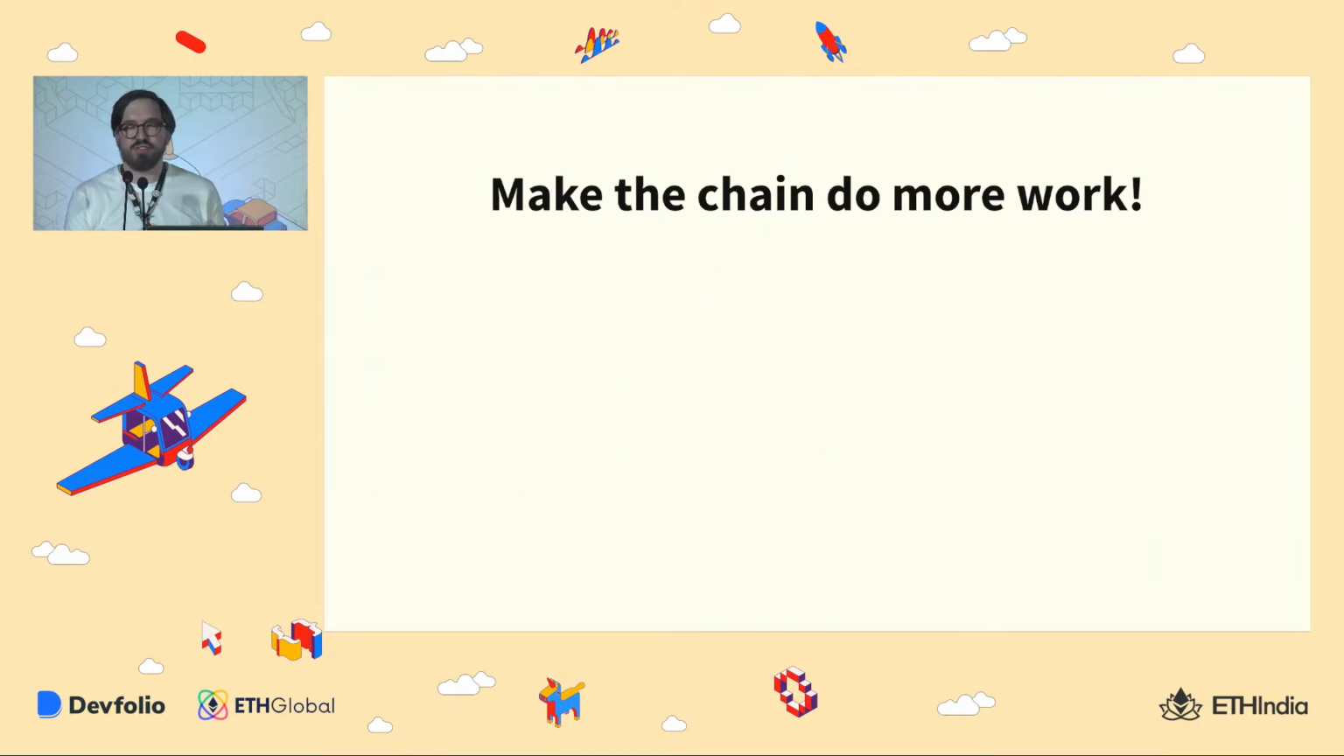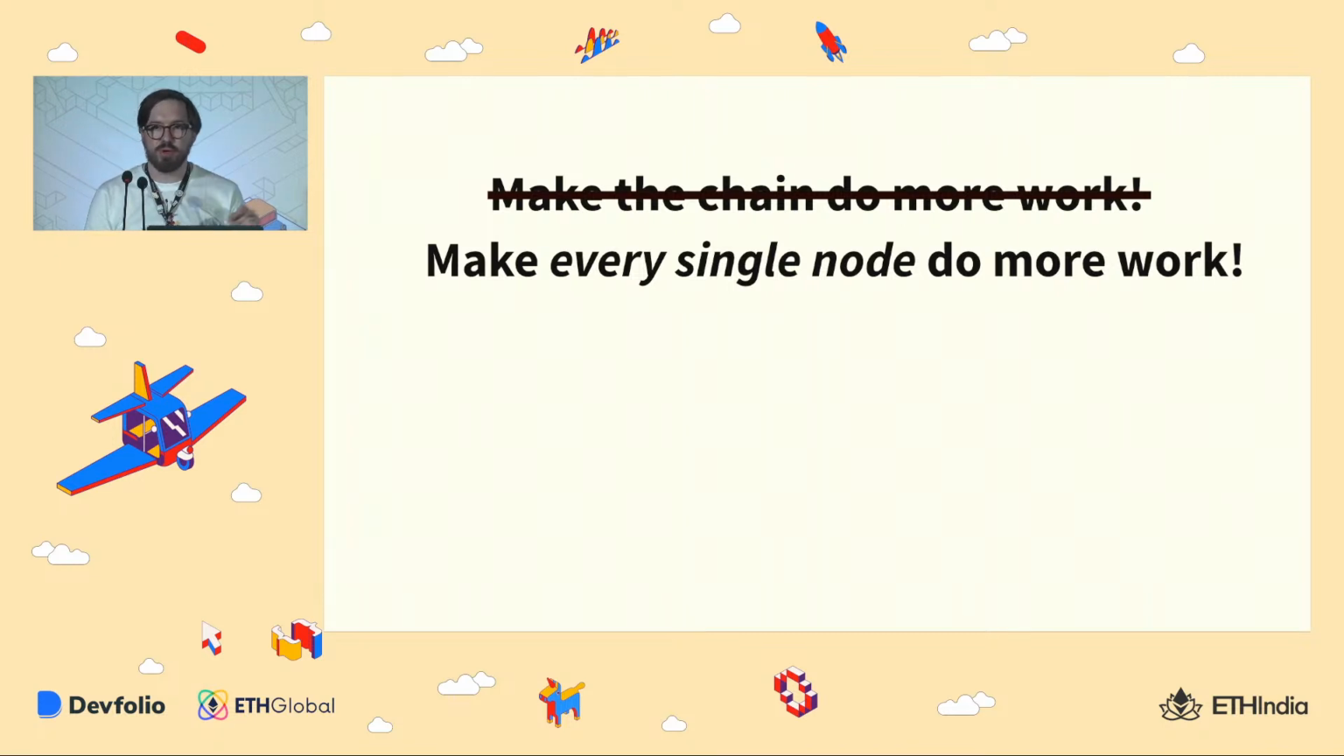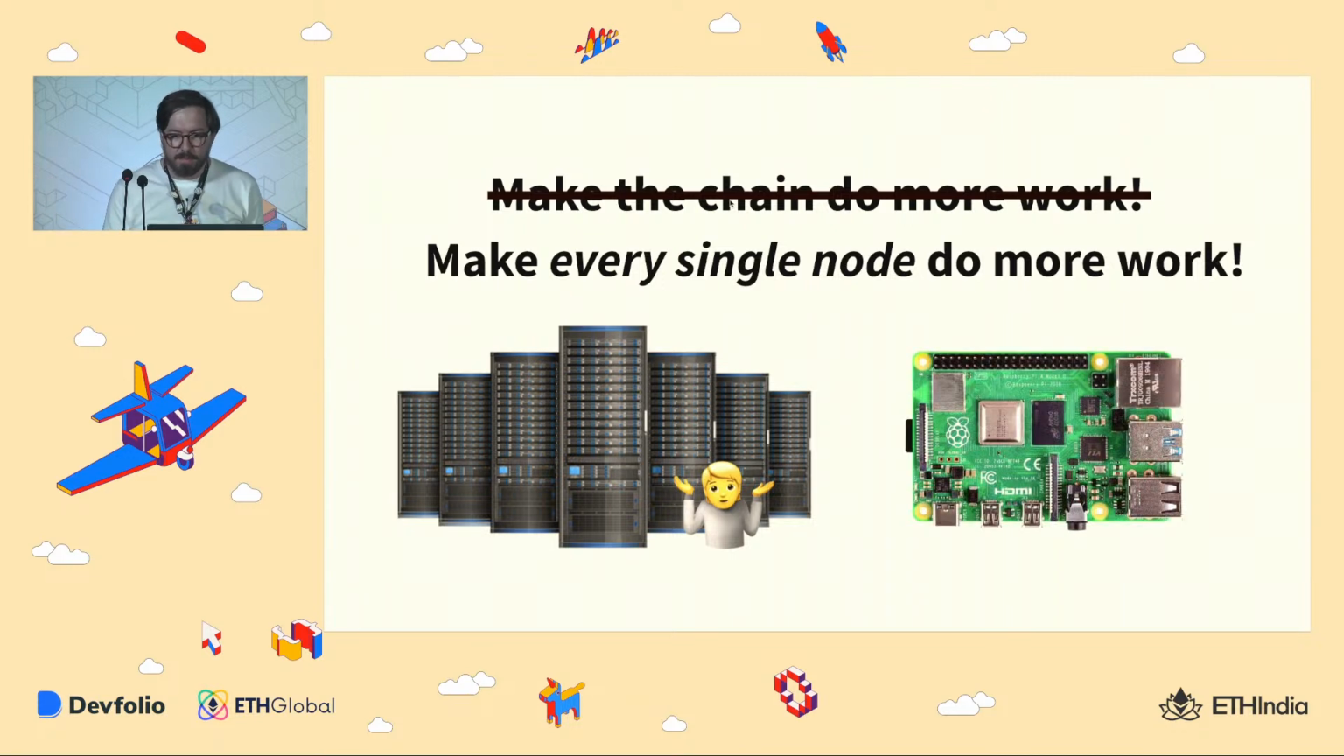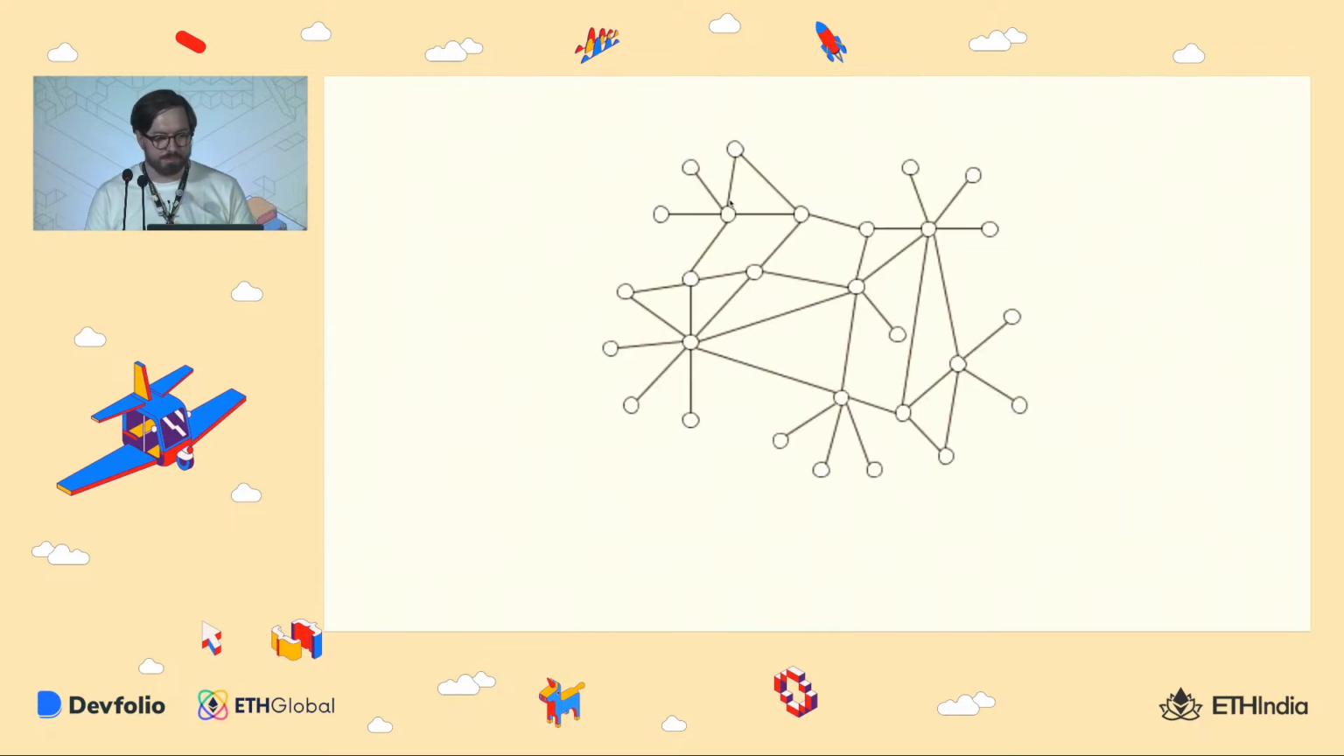So what we're actually saying when we say make the chain do more work is make every single node do more work, right? And for some nodes, supercomputers with 10 gigabit Ethernet cables, they're going to say, yeah, I can do more work. This is no big deal. But for maybe resource-constrained, smaller PCs, people running things at home, they're going to get priced out, resourced out if we just try to keep cranking up the requirements it takes to run a node.